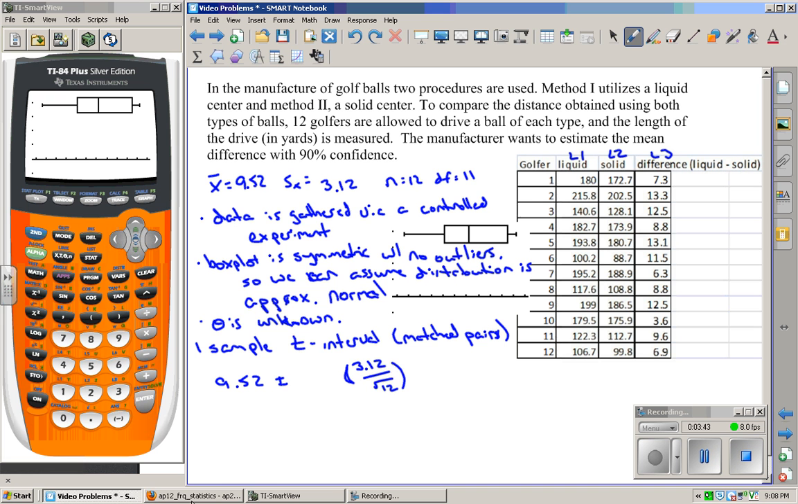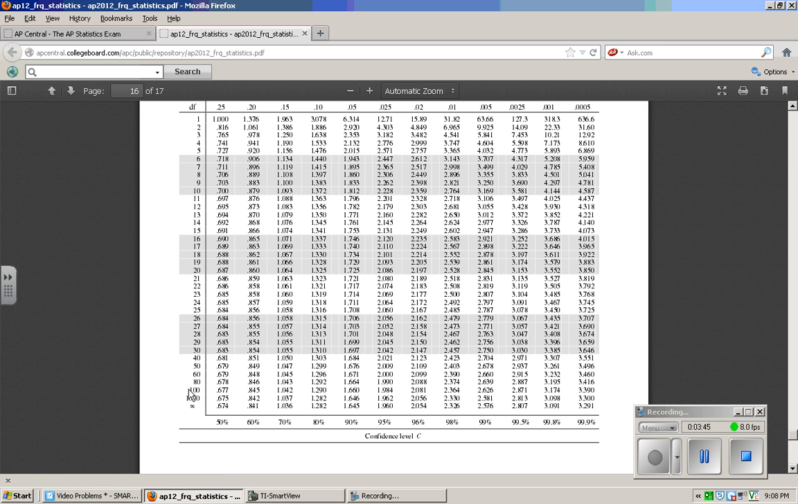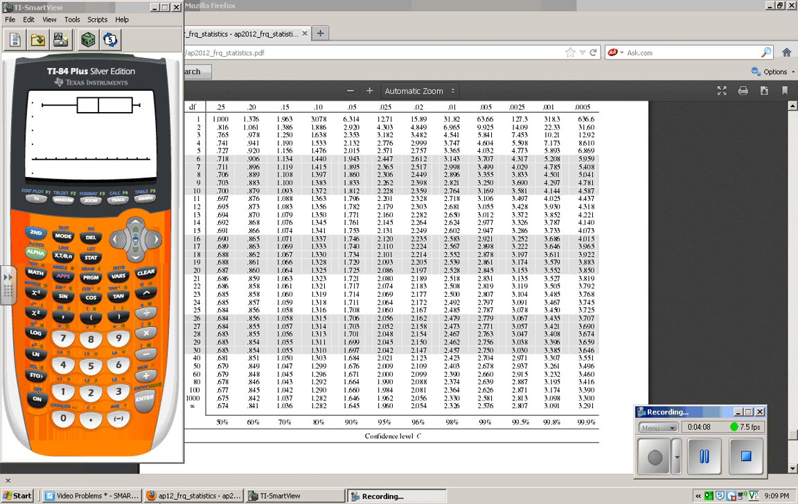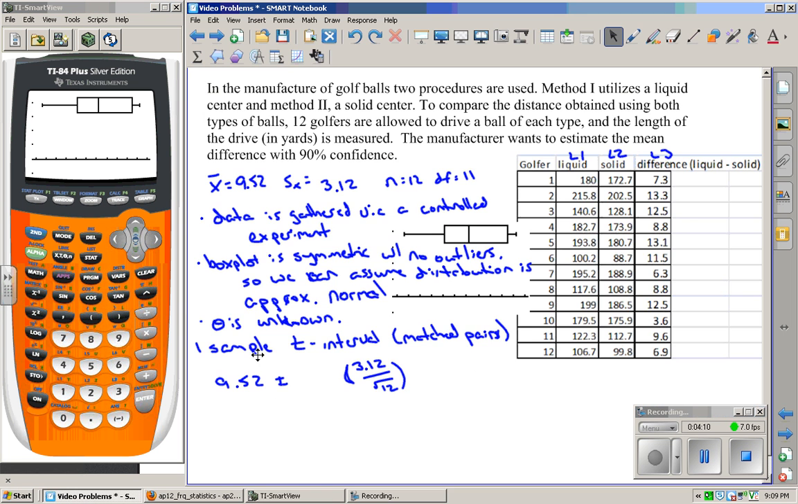The first and easiest way would be to go to your textbook or to the pink book, and we're doing a 90% confidence interval. So here's 90%. And then we're going to find a degree of freedom of 11. So if I trace that up, here's the degree of freedom 11, and the 90% is right there. So 1.796 is the number that I need to remember. So I can put that in for my T star value, 1.796.